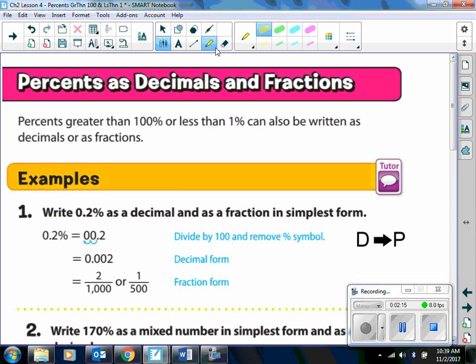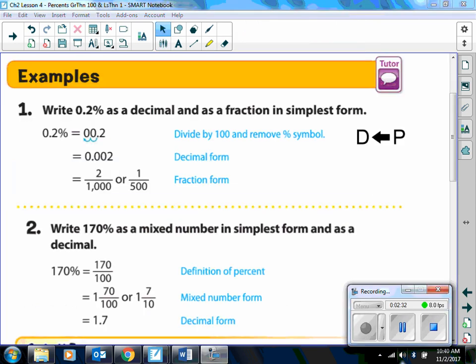So here we're looking at percents as decimals and fractions. Please make sure you write down your heading. Okay? Percents as decimals and fractions. It says here percents that are greater than 100% or less than 1% can also be written as decimals or as fractions. For example, we have example 1.